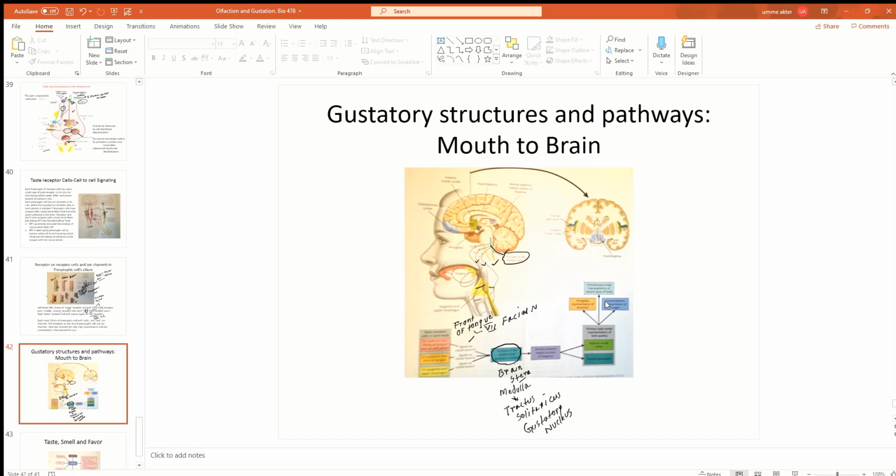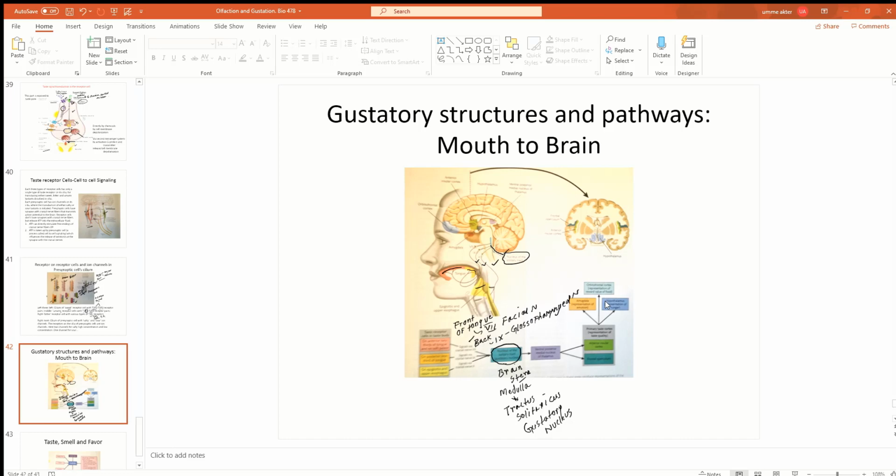Cranial nerve number 7, the facial nerve, takes the signal to the tractus solitarius. This is the front of the tongue. And from the back part of the tongue, cranial nerve number 9, the glossopharyngeal nerve. Glosso means tongue. Back of the tongue, cranial nerve number 9, takes the signal to the tractus solitarius.